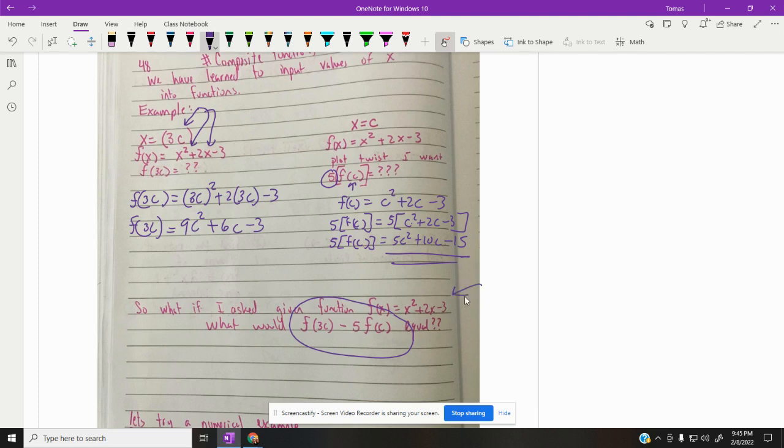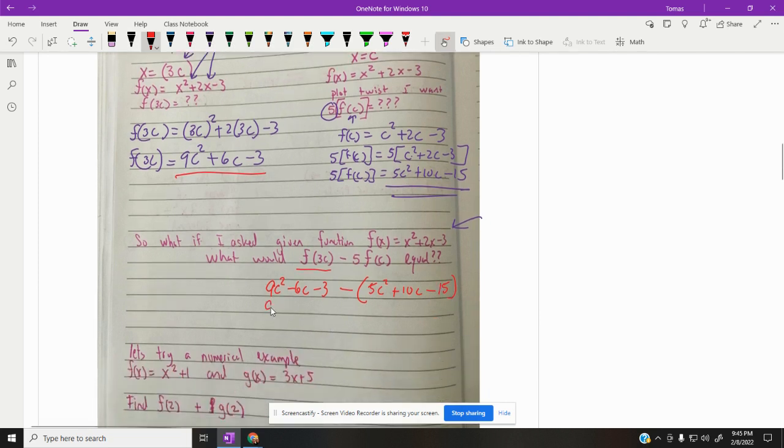Well, we just did that. We already know what f of 3c is. It's right here, so this is just 9c squared minus 6c minus 3. Now we're going to have a minus, and I'm going to put parentheses because now I'm going to put everything I know for f of 5c. So now I have 5c squared plus 10c minus 15.